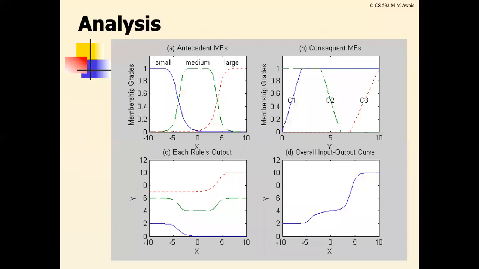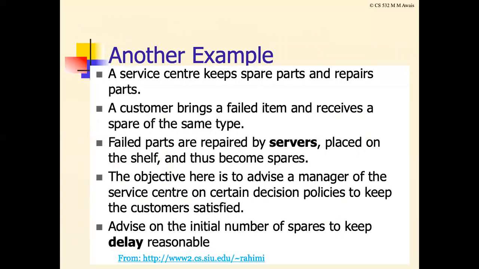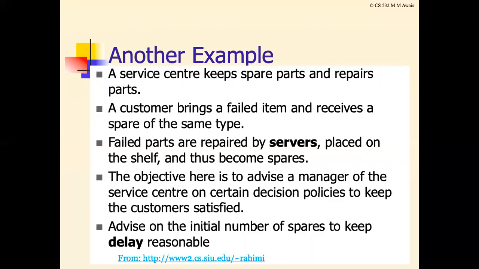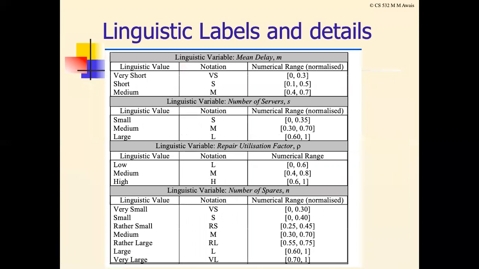Okay, so let's talk about another example. This example is from another real world problem. This is the description of the problem that is given on the slides. Then the system description is also given, and here the linguistic labels and their details are given. And this is exactly how a given problem is solved. So this is the description table and the details.